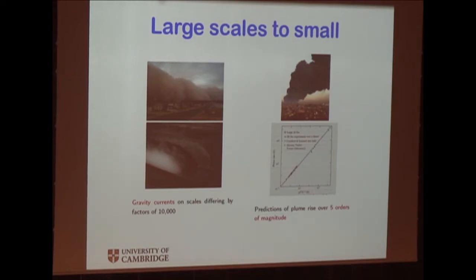The same is true for plumes. This is an oil fire that took place in the UK. And we can model this in very small tanks in the laboratory. The predictions of the graph on the lower right are over 5 orders of magnitude in scale. We think this is the second largest extrapolation in physics. Okay.